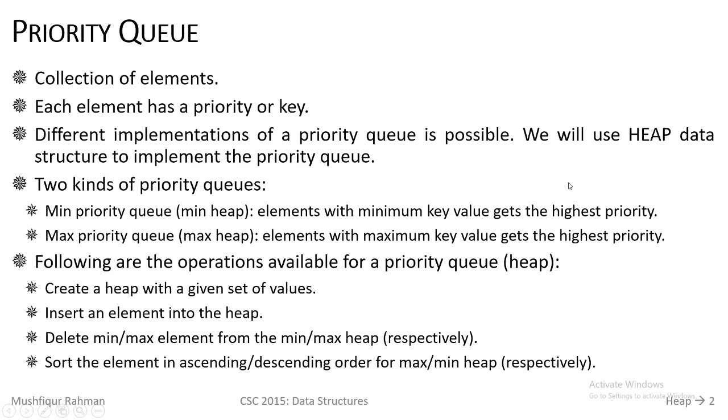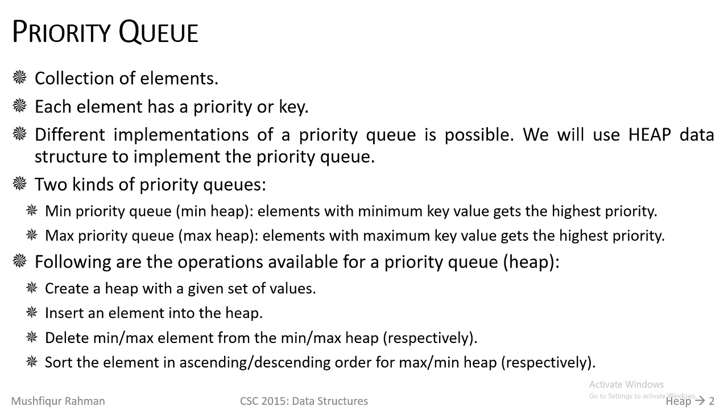A queue is nothing but a row or column. Just think of it like that: a collection of elements. Collection of elements like what? Like an array or a stack. What is a queue? This is a queue. Each element has a priority or key.